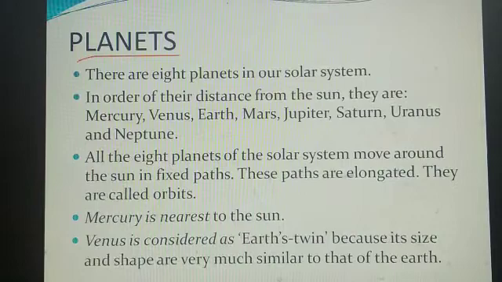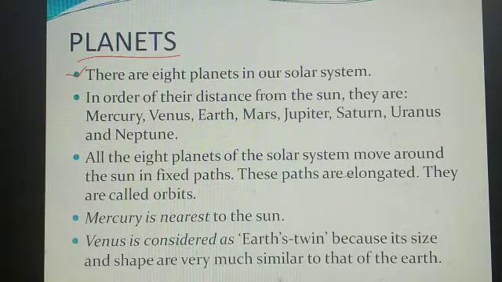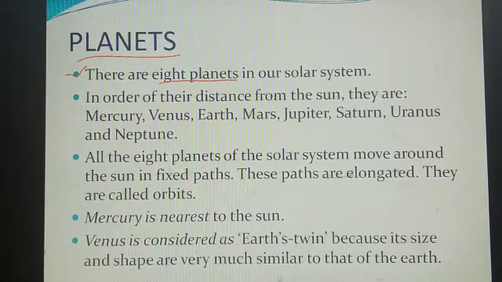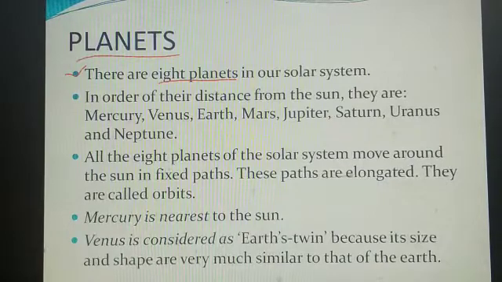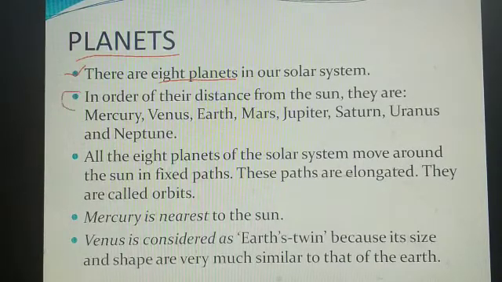And now let's come to the next topic, planet. Okay, so planet, we are going to do the planet. The first point here is there are 8 planets in our solar system. So there are how many planets? 8 planets. In order of their distance from the sun, they are Mercury, Venus, Earth, Mars, Jupiter, Saturn, Uranus, and Neptune. This second point is very important.